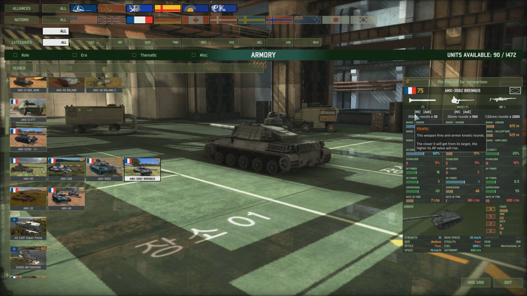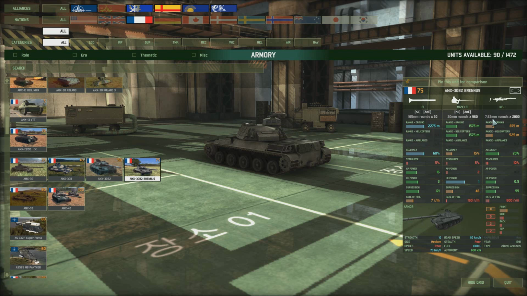For example, this Brennus has KE and AOE. If you just scroll over them with your mouse, it will tell you what each of these things mean. KE means kinetic energy, so this weapon fires anti-armor kinetic rounds, which means that the closer it gets to its target, the higher its AP value will rise, and I'll just tell you what AP value is shortly. It also has an AOE, an area of effect, so this weapon also fires HE rounds and will have a splash-like effect in the area around where that shell lands, and it's the same for all the other weapons as well.